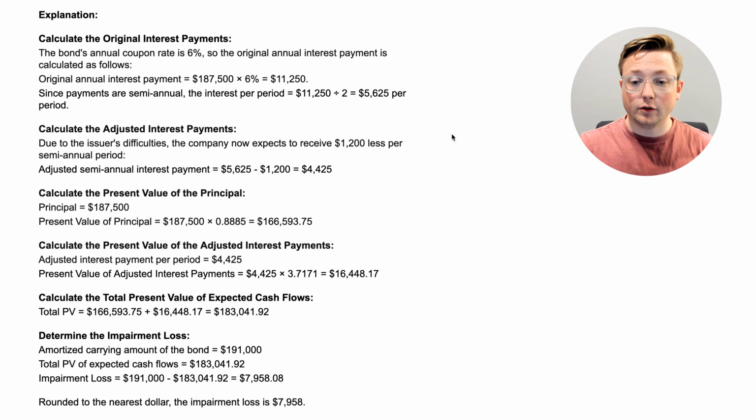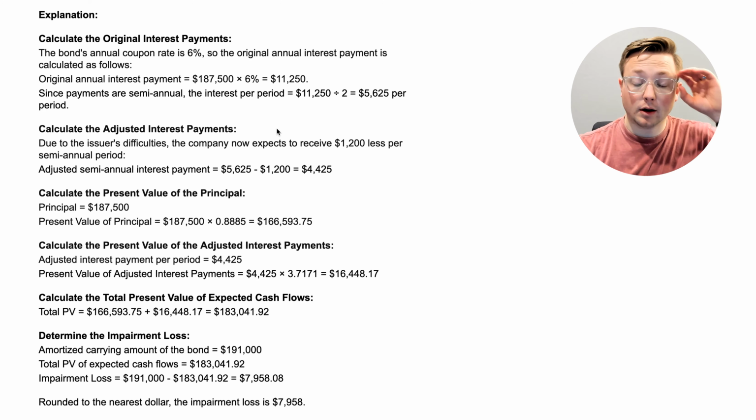Now that we know that, and if you remember, it said that it was going to be $1,200 less per period, not per year. So $5,625 less $1,200 is $4,425 of interest paid each semi-annual period. Now we can figure out the present value of everything. So we go down here and calculate the present value of the principal. And remember, this is based off of the face value of the bond, of the investment. It's not going to be based off of the amount that you paid, such as the premium or the discount amount. It's based off of the $187,500 face value. So you multiply that by the present value factor that was given. That was 0.8885, and that's $166,593.75. That's the present value of the principal.